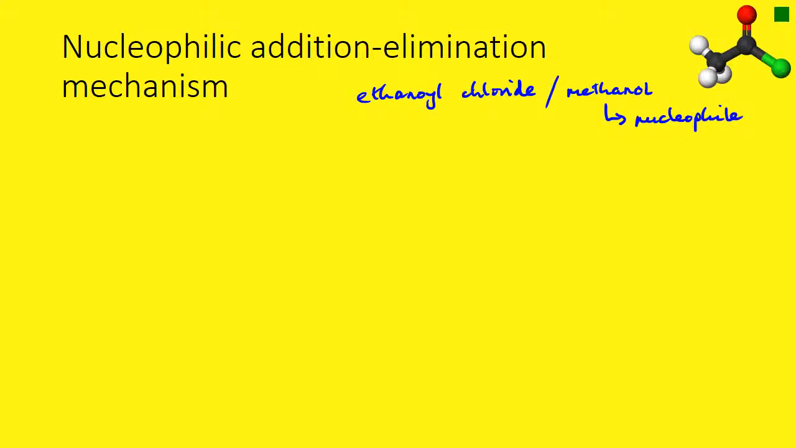And if you remember, a nucleophile is a molecule with a lone pair to donate. It's got an excess of electrons, and it's looking to share its electrons in the form of a lone pair. So that's the nucleophile, and it's going to attack our ethanoyl chloride. So here's our ethanoyl chloride molecule, and always first we need to put the partial charges here on our carbonyl group, and then we're going to have a methanol molecule that's going to attack that delta positive.